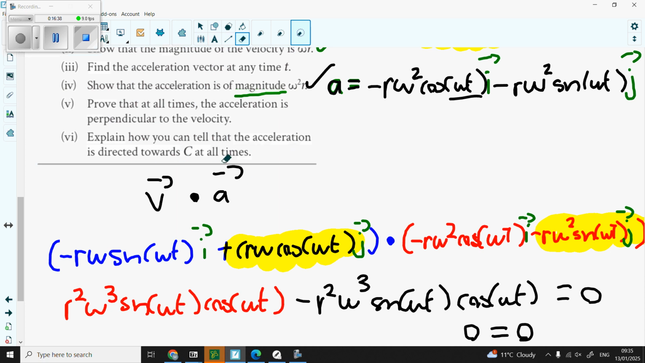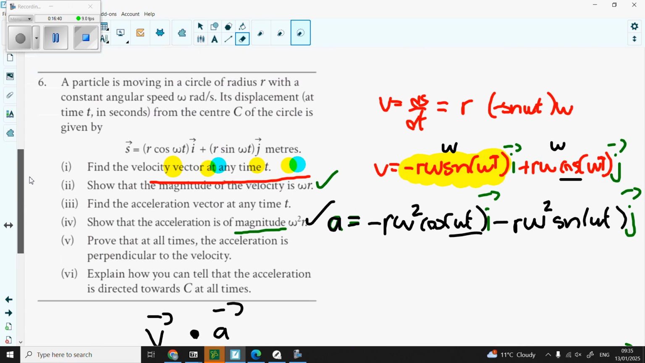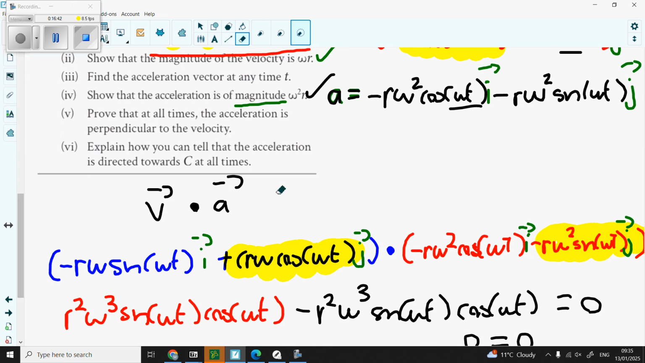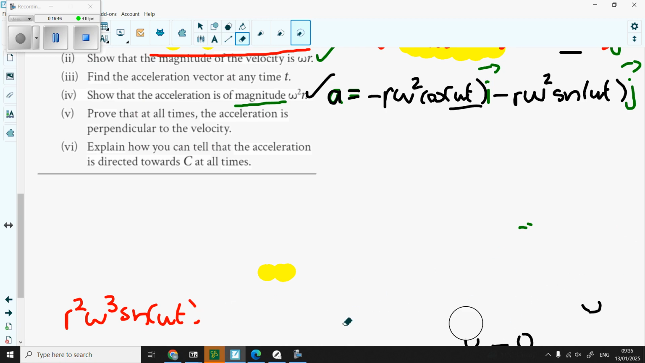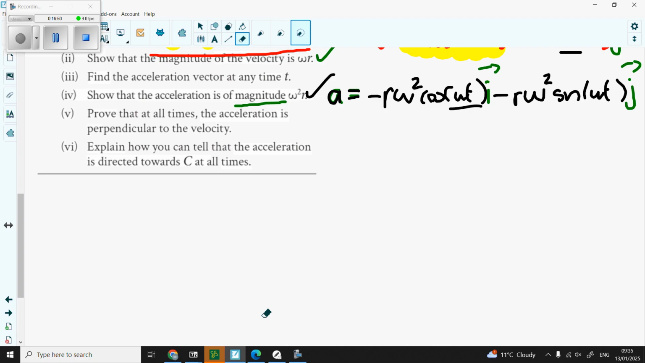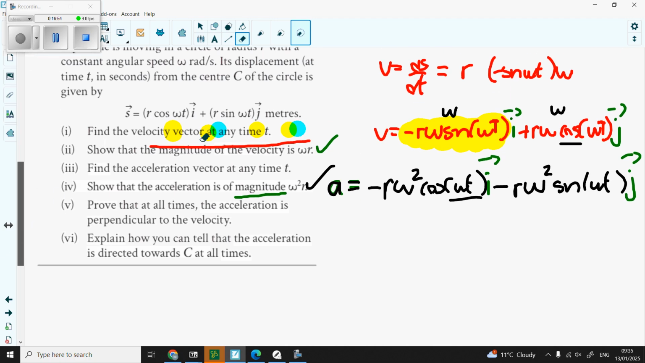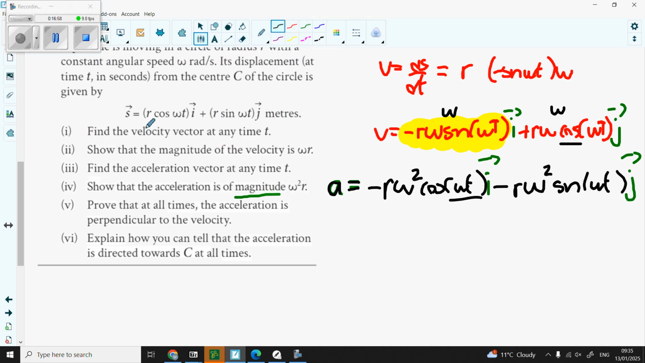Now, explain how you can tell the acceleration is directed towards C, which is the center of the circle, at all times. Well, this is a trick that I would know because I've done it a couple of times, but until you've seen it the first time, you just don't know it. The trick is to relate acceleration back to the original equation. Everybody see the original equation with the r omega squared?